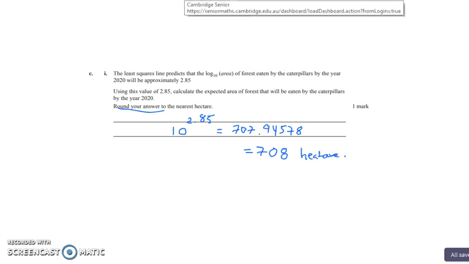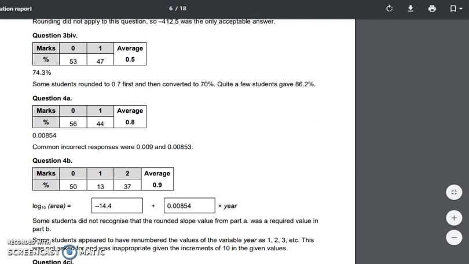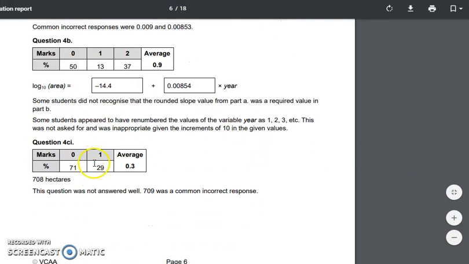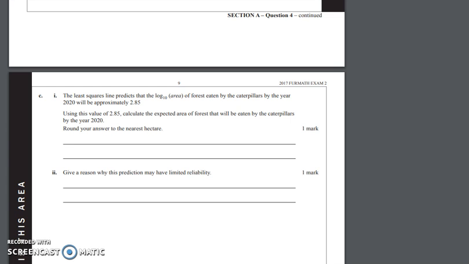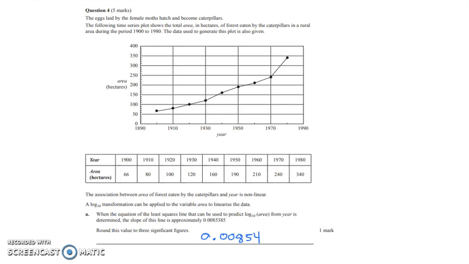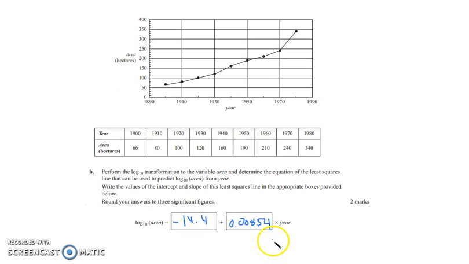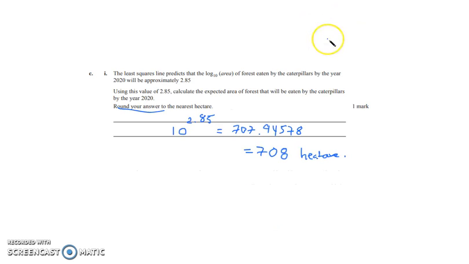Have a look at the solutions for this one. Only 29% of the cohort managed to get that one correct, so this question was not answered well. Some common answers were 709. So there we go, a question from the exam that was not done overly well. This first part was only correctly completed by 44% of the students in the cohort, this question by only 37%, and this question by only 29% of the students. So there are some easy marks you can get over other students. Hopefully that helps.